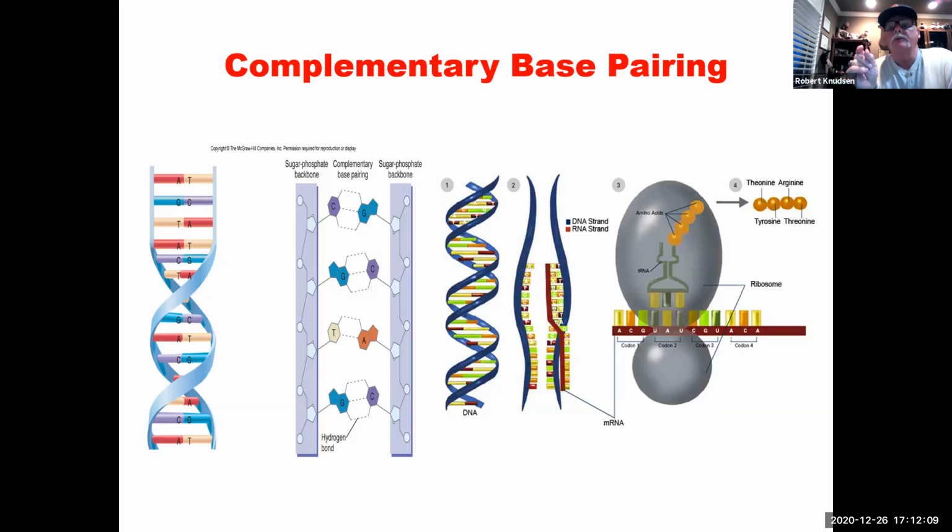I'm on like slide 43. And so we're doing complementary base pairing. No, I'm not. I'm on slide like 38.